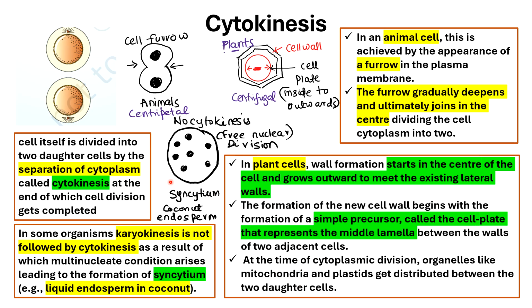Sometimes in certain cells, nuclear division takes place but there is no division of the cytoplasm. If the cytoplasm doesn't divide, we get a multinucleate cell condition. In cells in which karyokinesis takes place but no cytokinesis occurs, we get the formation of something called a syncytium. An example of it is the liquid endosperm of coconut. Very, very important. So that's all about cytokinesis.